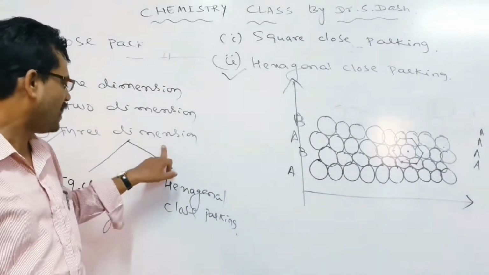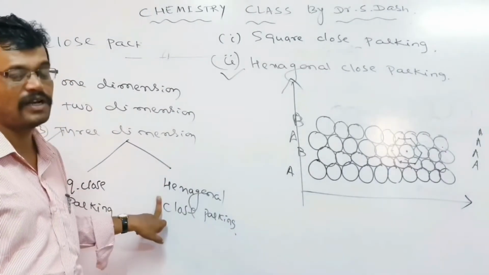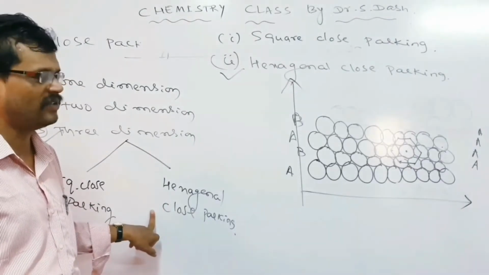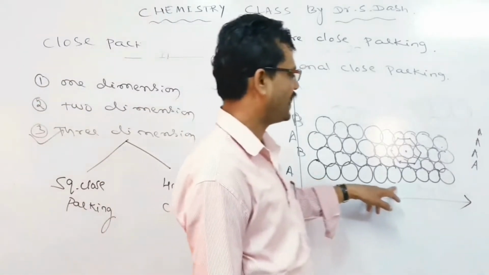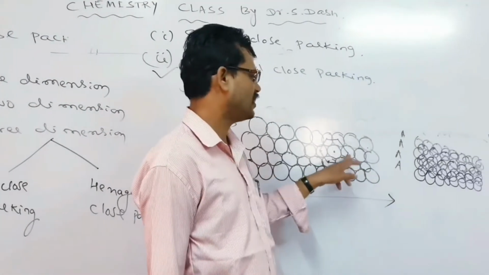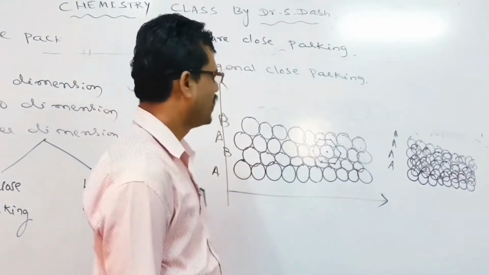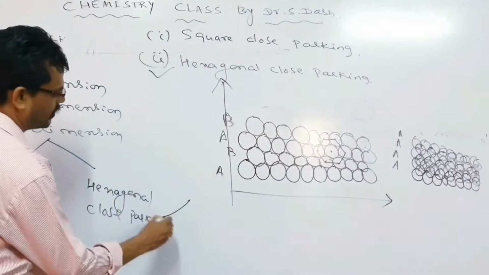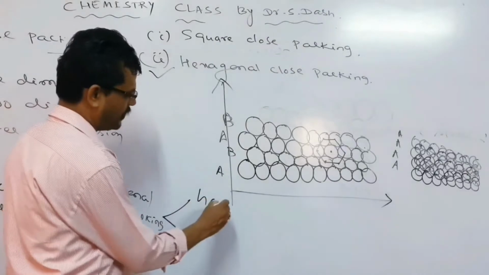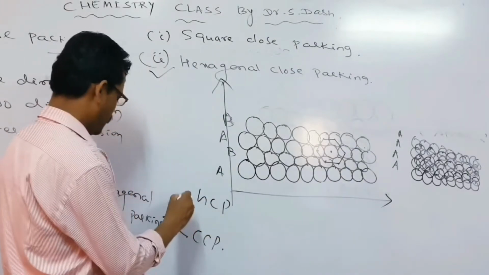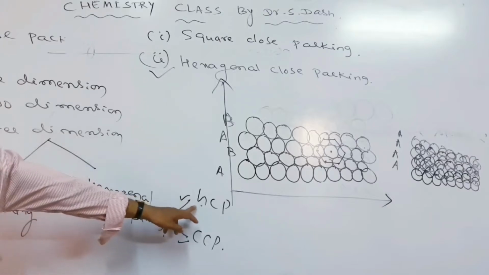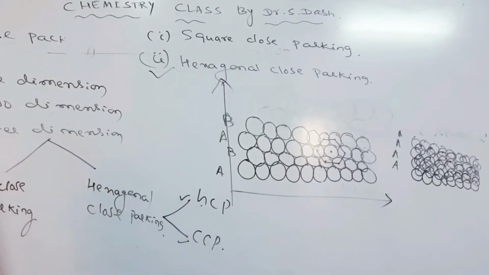Now we have to come to the three-dimensional structure involving hexagonal close packing. In hexagonal close packing, the structure looks like a hexagon, and here the coordination number is found to be 6. In hexagonal close packing also we get two types, HCP and CCP. HCP means simple hexagonal close packing, and CCP means cubic close packing.